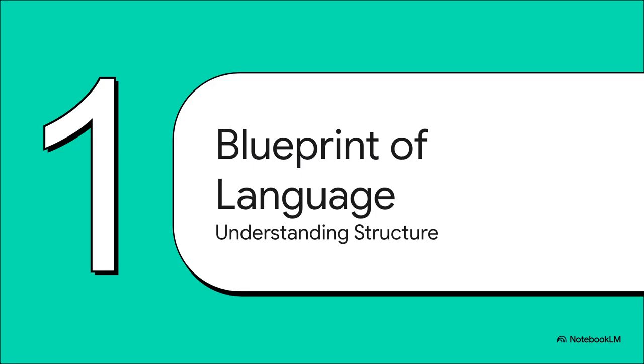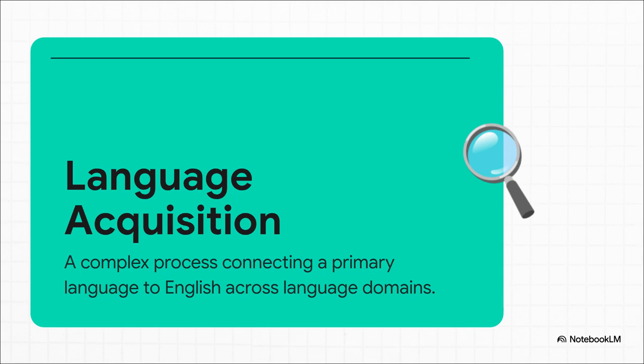Starting with Section 1, the blueprint of language, understanding the structure. Before we can even really explore those specific language domains, we have to understand the foundational framework this whole document is built on. Because as a teacher, you already know that language acquisition isn't just memorizing a vocab list, right? Our source material makes it clear that it's a deeply complex, entirely interrelated process. We're talking everything from phonetics to pragmatics, and what's absolutely crucial to remember is that students across all 5 proficiency levels are constantly making mental connections back to their primary language in order to understand English.